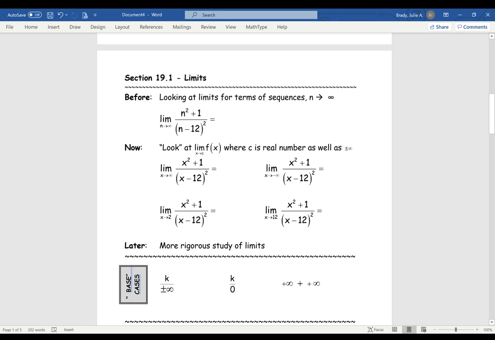All right, so here we go. You know how I always like to tie things together, so let's kind of look back. This is from chapter 13, but this year we kind of did it all together.